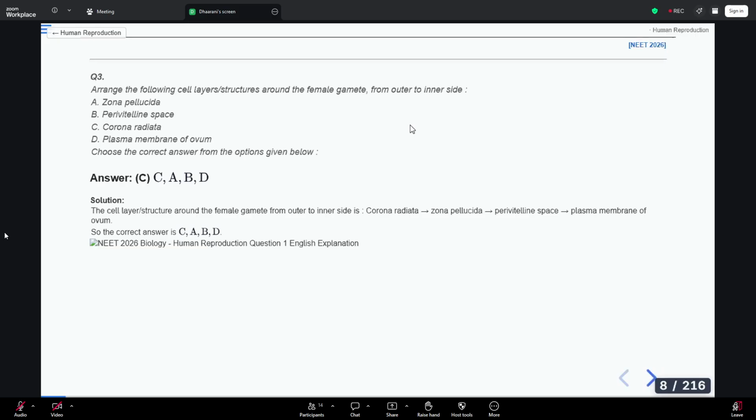So corona radiata is the outermost layer. That layer will be a confusing question. Why is it confusing? Arrange the following cell layers around the female gamete from outer to inner side. The outermost layer is corona radiata, then followed by zona pellucida, then comes the perivitelline space, then the vitelline membrane, that is your plasma membrane of the ovum. That's all.